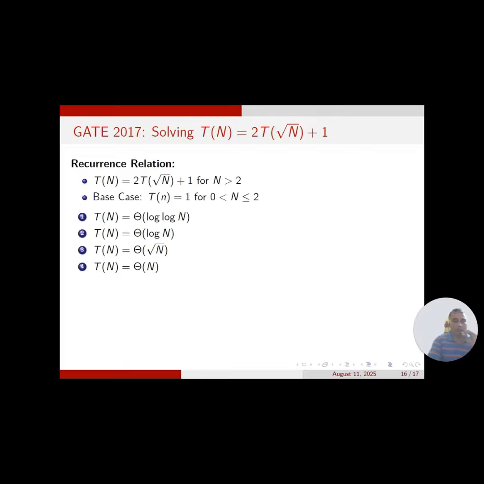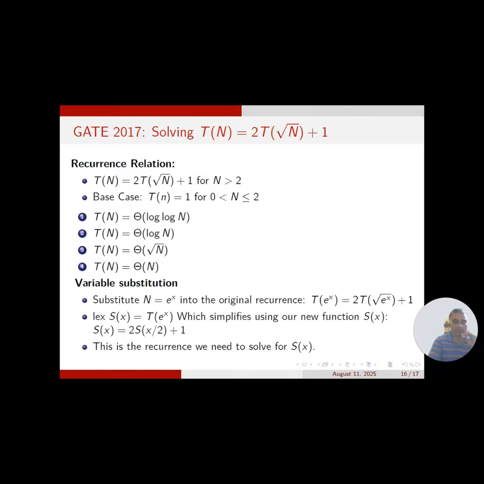So what we do here is a variable substitution, that is, substitute n by e power x. When you substitute n by e power x, then this will be T of e power x is 2 into T of e power x by 2 plus 1. So if you consider some S of x as T of e power x, now S of x by 2 is T of e power x by 2. So from that you can say that it can be written as S of x as 2 into S of x by 2 plus 1.